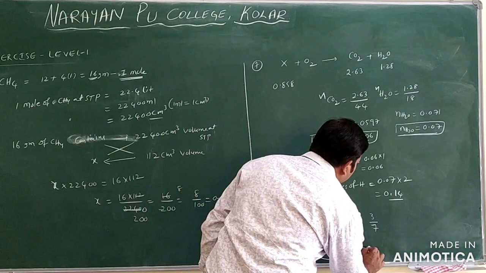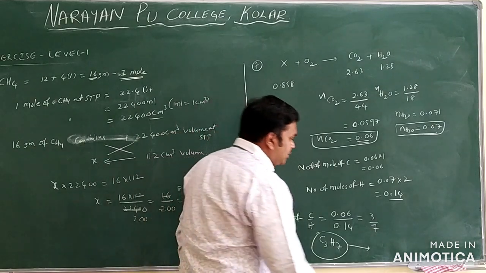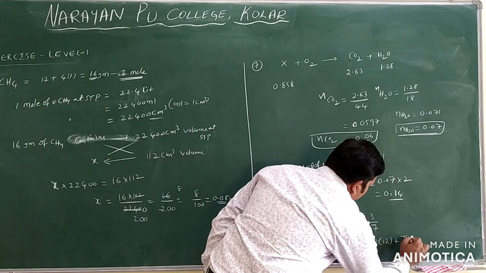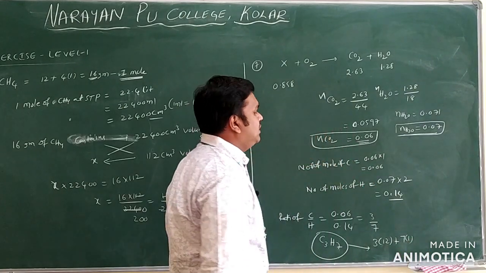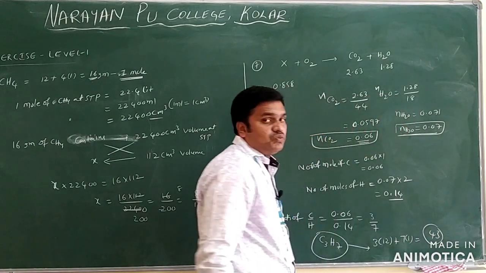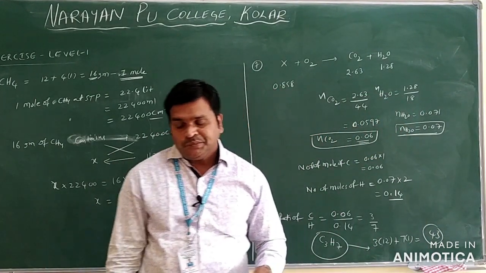Suppose you want to find the weight of this compound. Carbon we have 3 only, 3 into 12 is 36, plus 7 into 1, so 36 plus 7. How much do we have? 43 only. What is the answer we will take? We will take option 1 for this question.